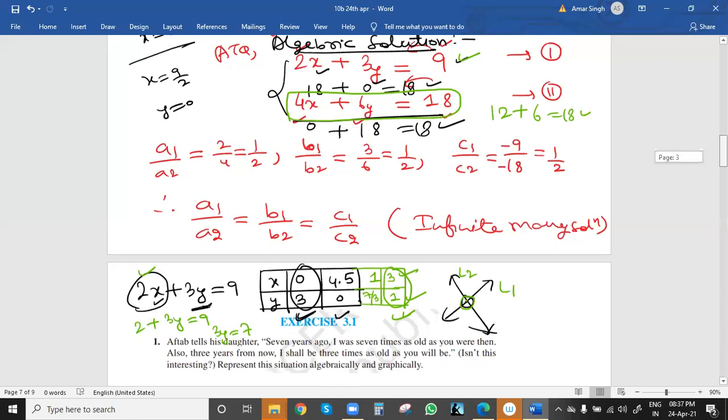Now, the second part of this is how to draw the graph.